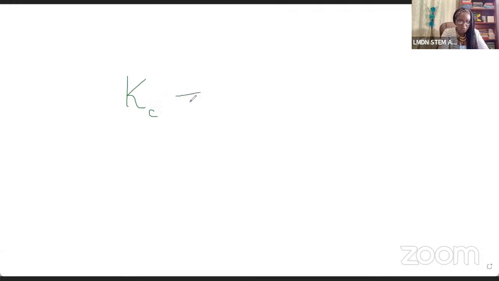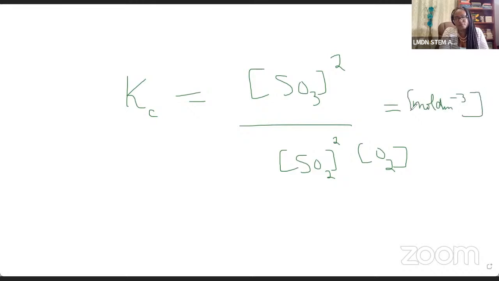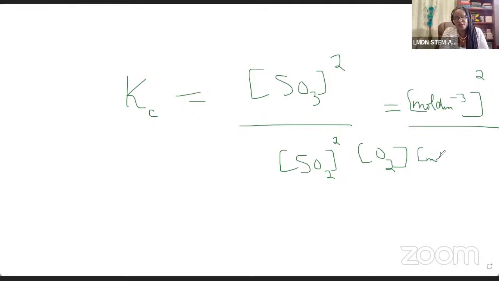So for the case that we just wrote, it was SO3 squared, and then SO2 squared, and then just O2. That's what we just had, right? So if we want to find the units now, what would be the unit of the top part from a concentration? Remember, it's the units of concentration. It would be mole dm cubed squared, right? And then the bottom would also have a mole dm cubed squared as well.